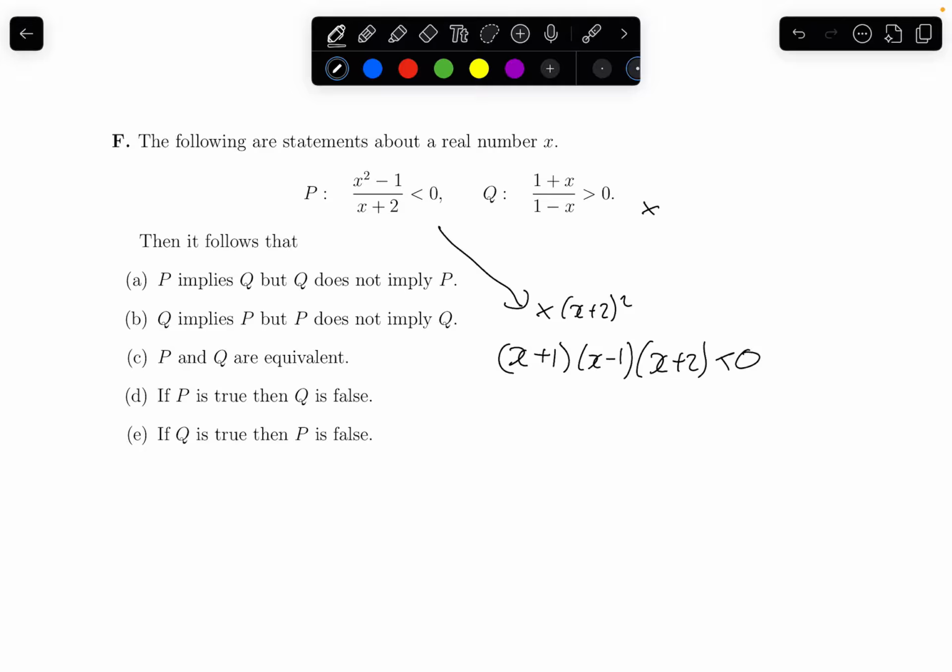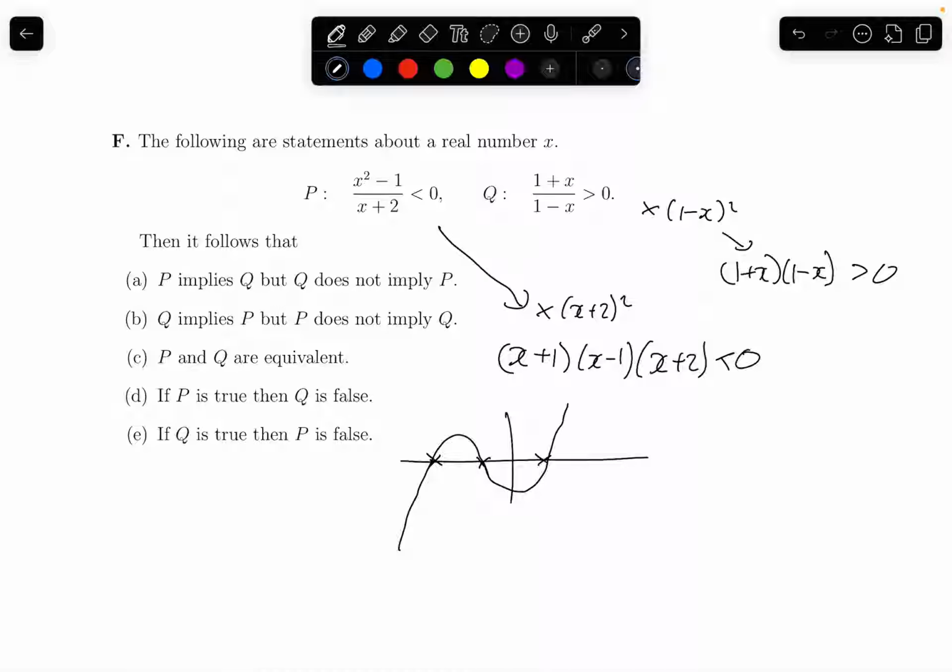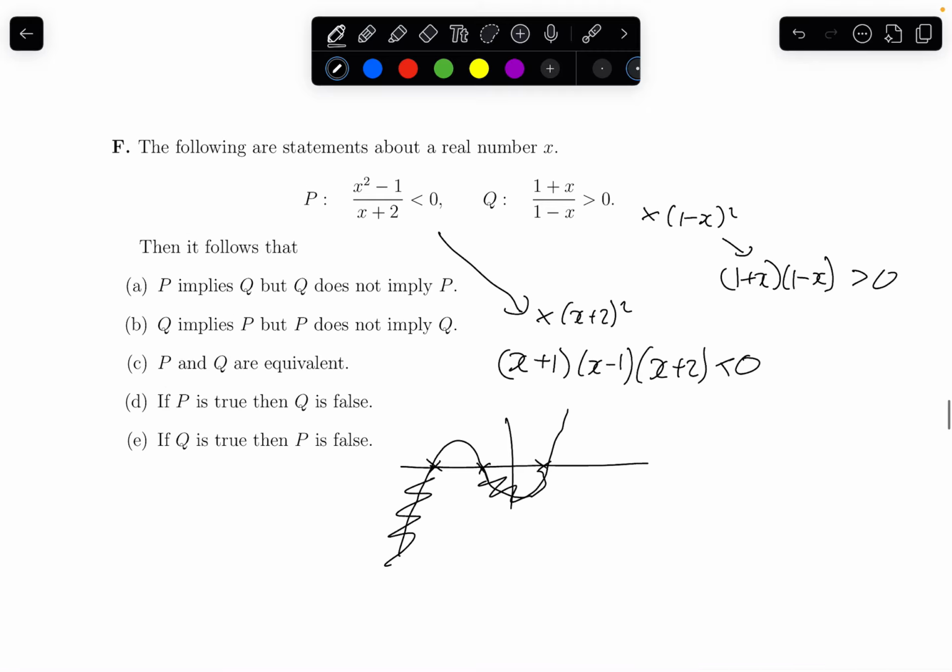And then let's do the same here. 1 minus x squared. You get 1 plus x, 1 minus x is greater than 0. So let's sketch them both. So we've got minus 1, 1, minus 2. It's positive. So you've got something looking like that. Minus 2 versus minus 2. And when is this less than 0? All of this. So when x is less than minus 2, or when x is greater than minus 1 and less than 1.